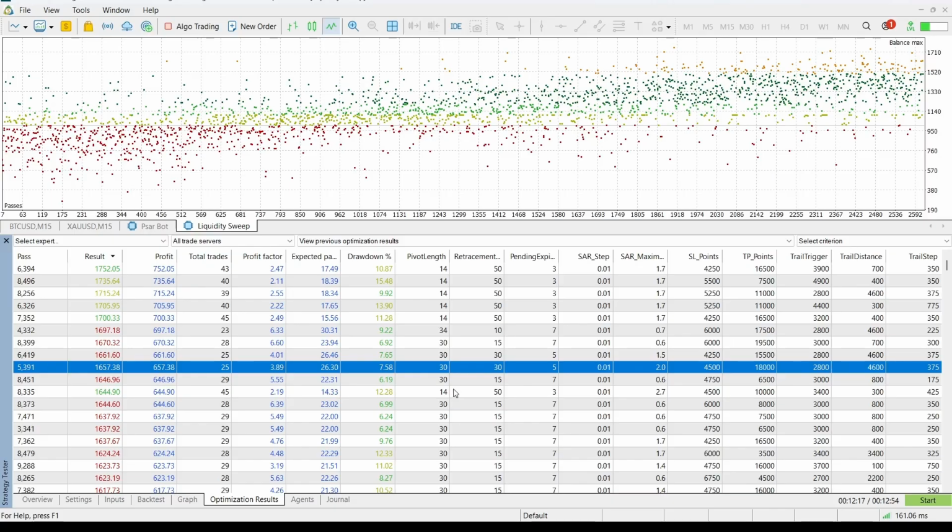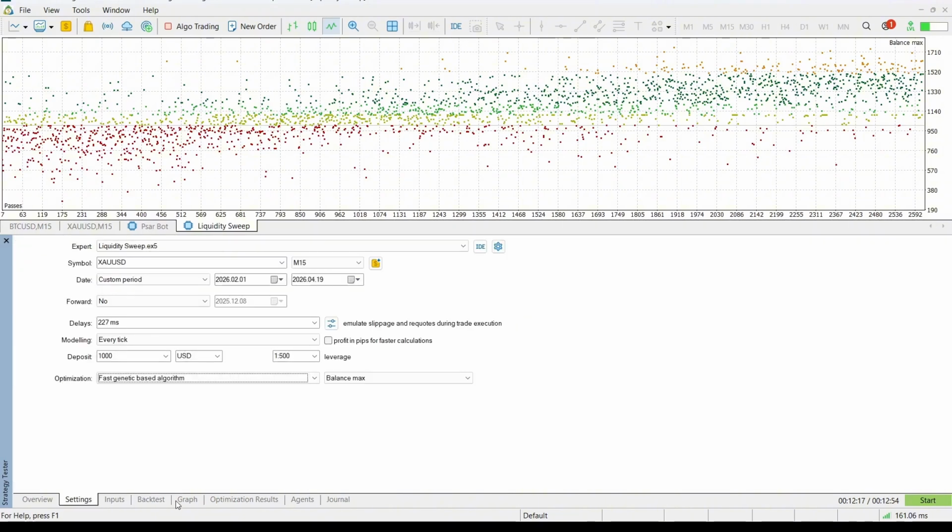So if you build an EA and you need to get settings for it and you're not sure what settings to use on it, because a lot of people use EAs but they don't run it through an optimization to get the correct settings or to get a basket of settings that may be profitable. So all you need to do is run an optimization and click on start over here.